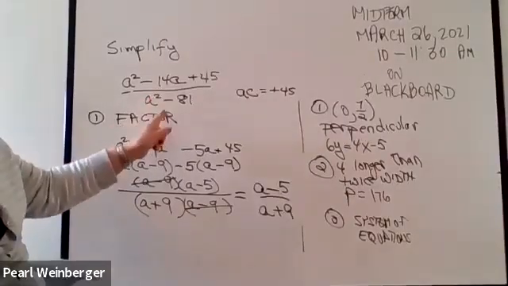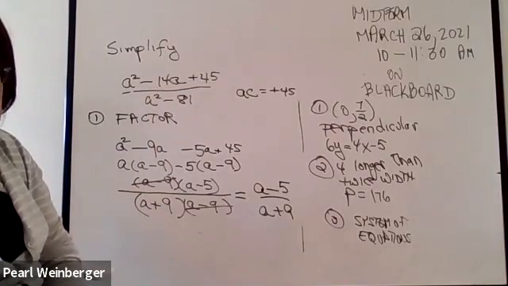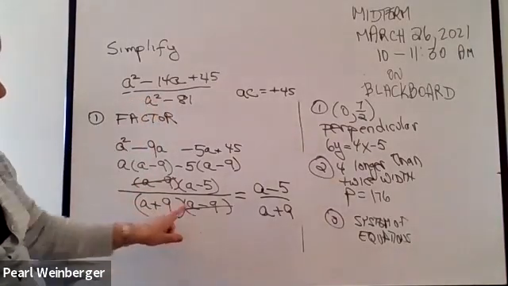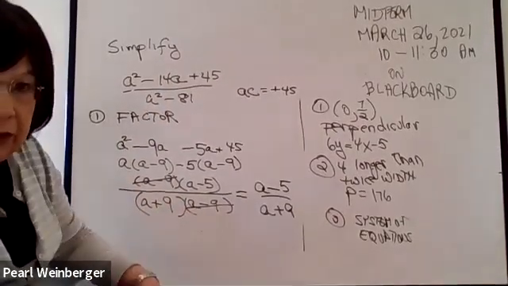If this would have been a squared plus 81, we couldn't have done anything with it. It's only when it's a minus in between, and then in the parentheses, in the factoring, one becomes a plus and one becomes a minus. Any other questions?